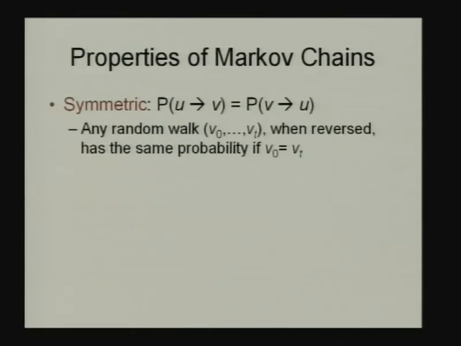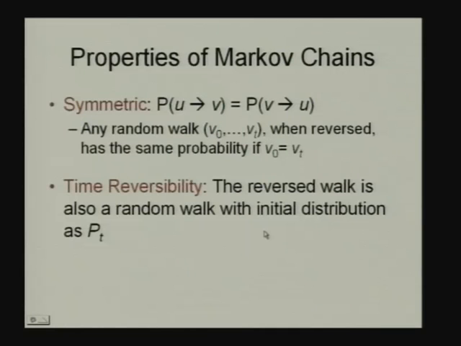And the good point of doing a random walk on a symmetric graph is if you have a random walk sequence V0 to Vt, when you reverse it, that is Vt, Vt minus 1, and so on, both have the same probability if V0 and Vt are the same. But this is not a very useful concept, because this is a very restricted class of graphs for which it holds. What usually is more interesting is called time reversibility.